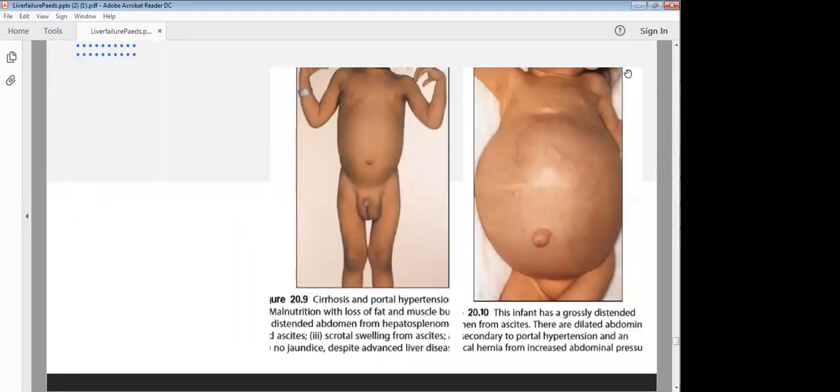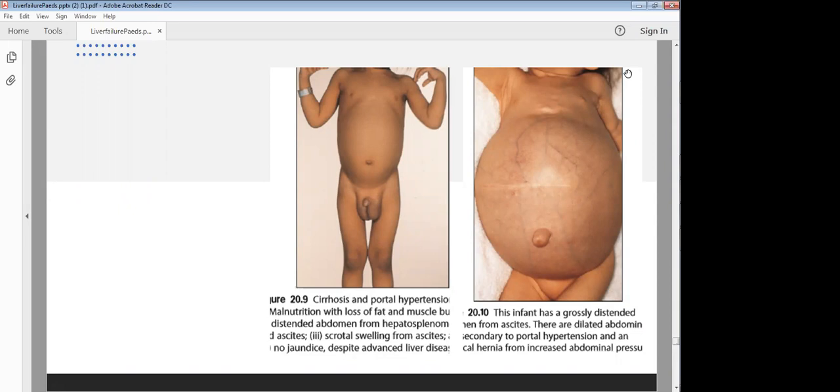Okay, so this is a picture. You can see the changes and the physical signs. In the first picture, scrotal swelling due to ascites. And then you can see a distended abdomen, maybe from the ascites or hepatomegaly. You can palpate hepatomegaly. If portal hypertension is present, you may palpate the spleen. You can see the child is malnourished, with thinning extremities.